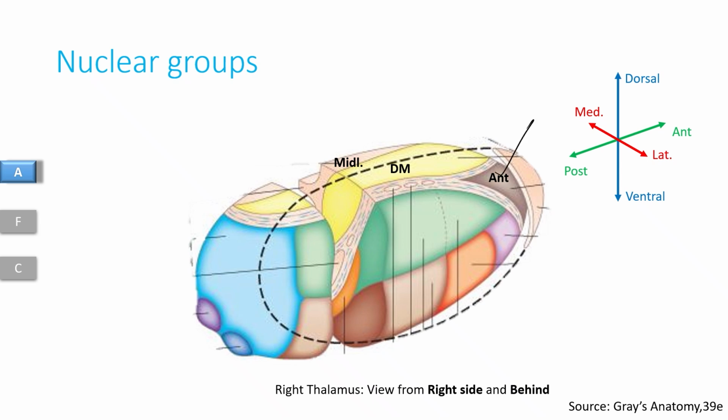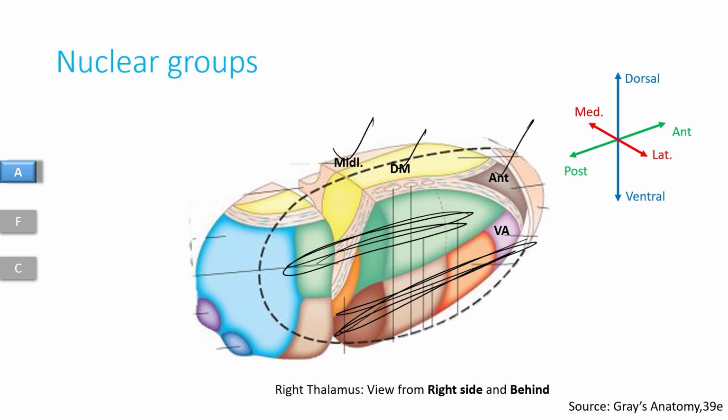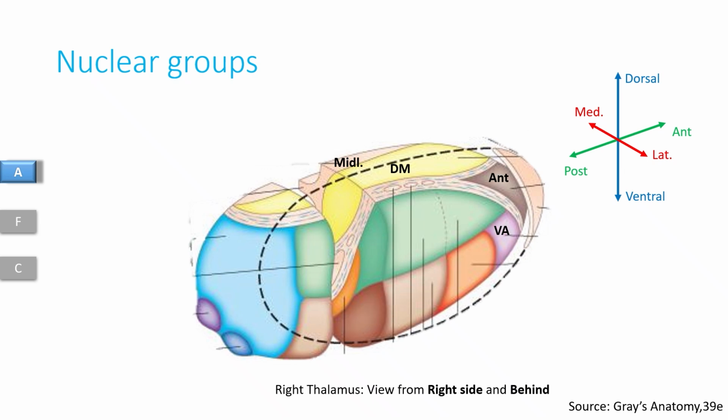So the individual nuclei are: the anterior nucleus in the anterior nuclear group, the dorsomedial and the midline nuclei in the medial group. In the lateral group, you have the ventral tier. Over here, this is the ventral tier. Over here, this is the dorsal tier.